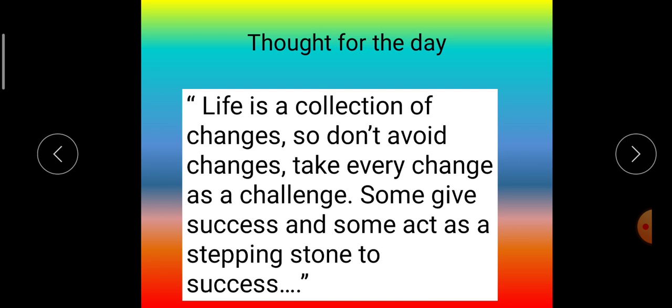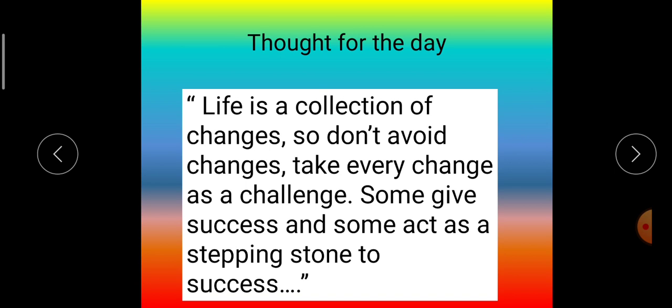Only those people can attain success and happiness in life who learn to manage changes. Changes are not always bad for us, and sometimes they come with new opportunities. So, we should always take the change as a challenge and move ahead in life.